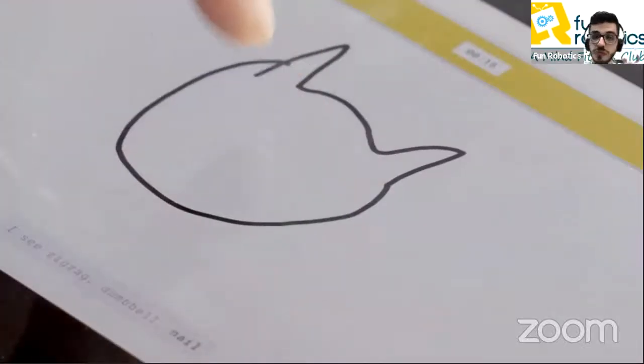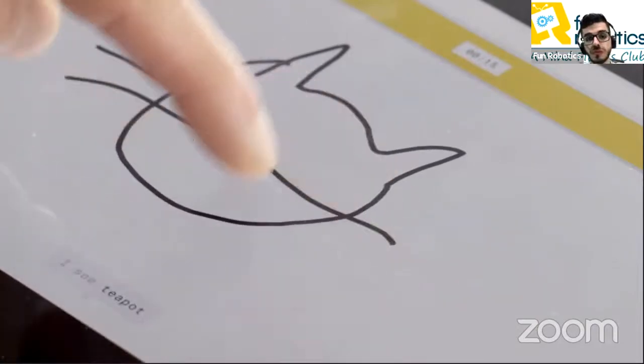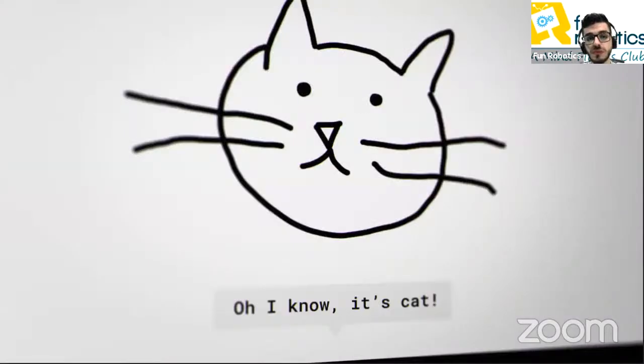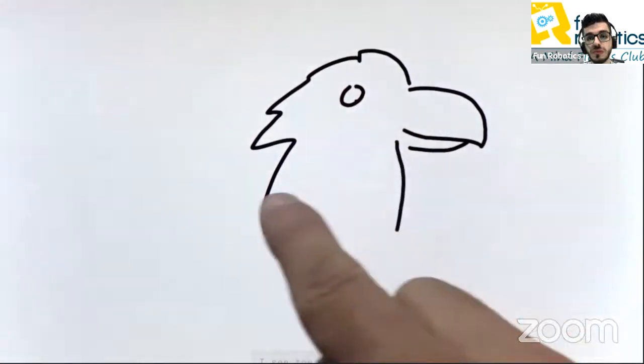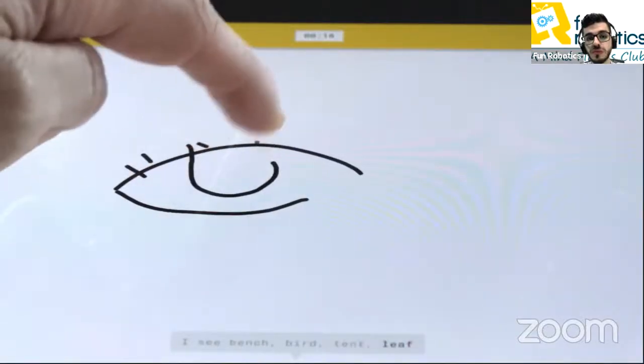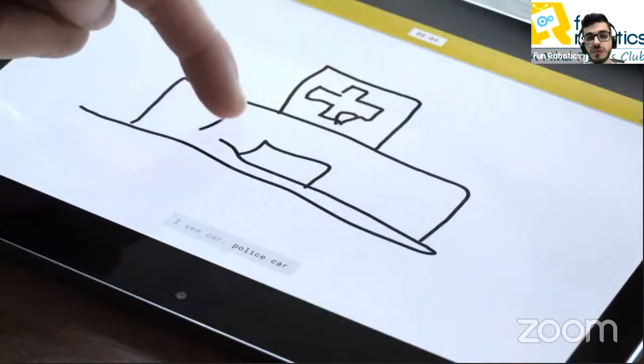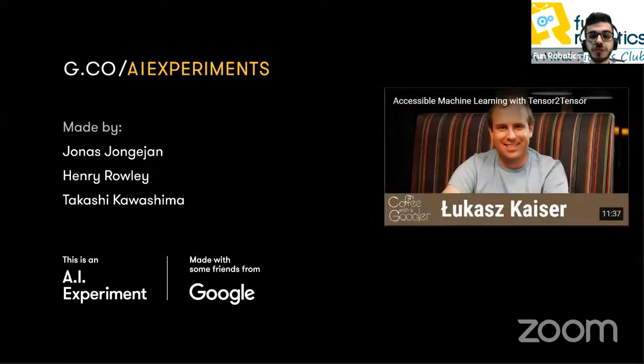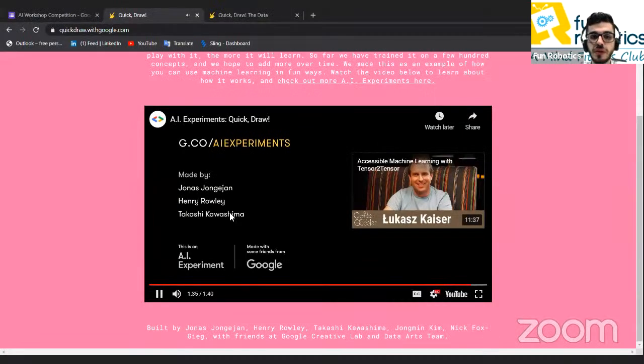Of course, it doesn't always work. That's because it's only seen a few thousand doodles. But the more you play with it, the more it will learn, and the better it will get at guessing. Oh, I know, it's cat. We put it on the web for anyone to play with. We hope it inspires other people to think about fun ways to use machine learning. You can play it at g.co/AI experiments.